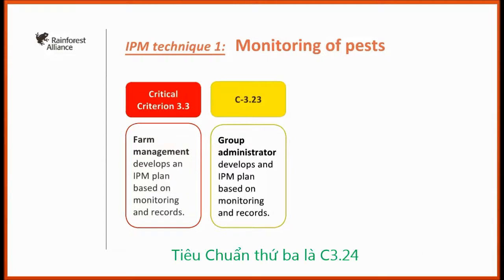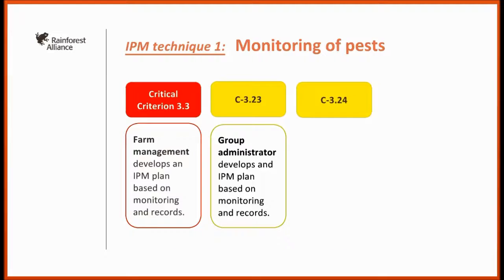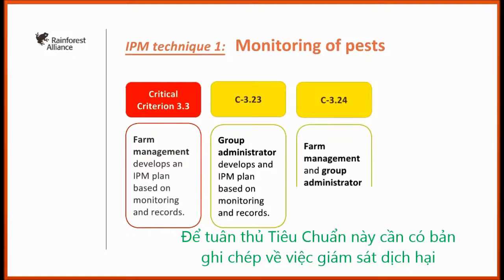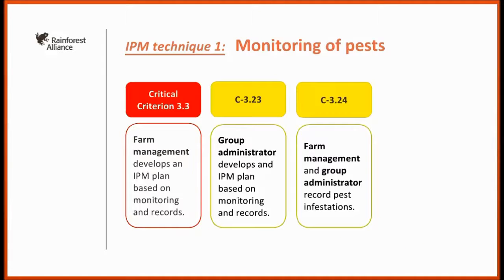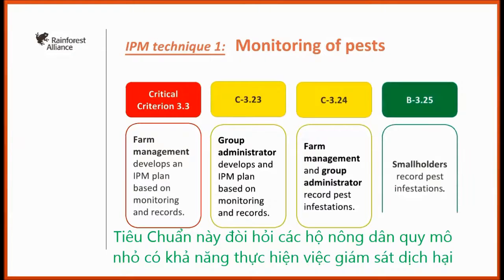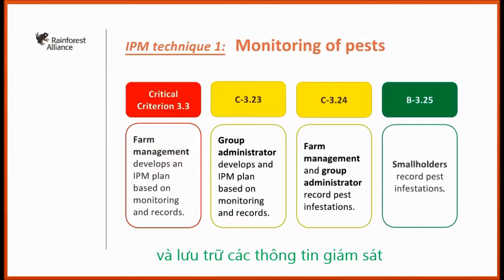The third one is C3.24. To comply with this criterion, a pest monitoring record needs to be available. The fourth criterion is B3.25. It asks that smallholders have become capable of conducting pest monitoring and keep monitoring records.